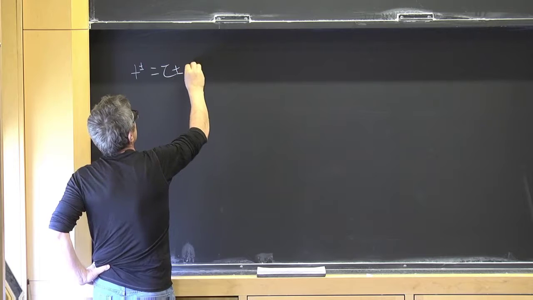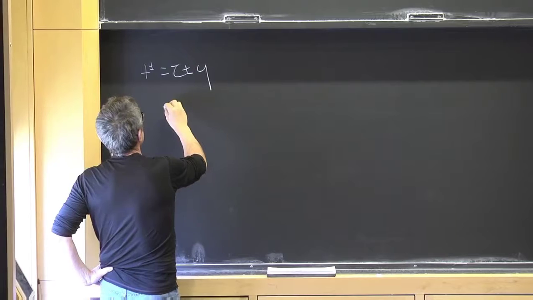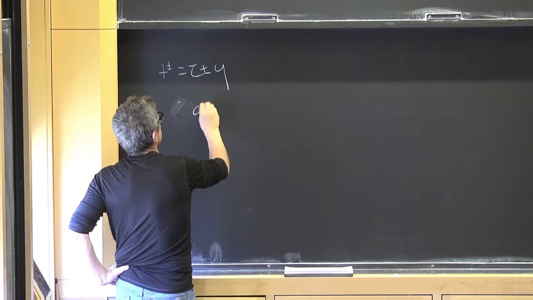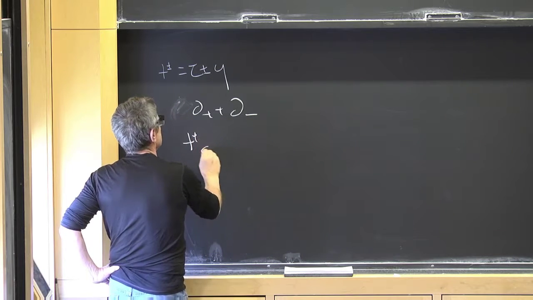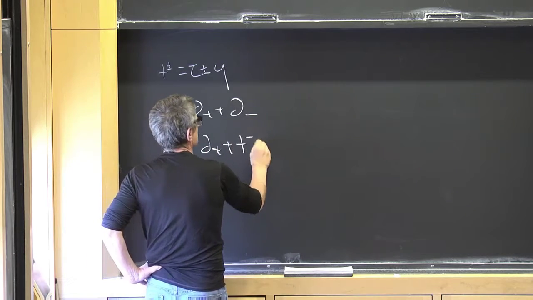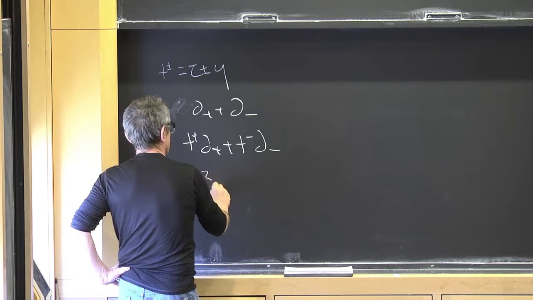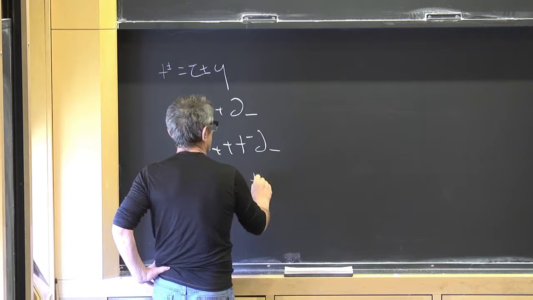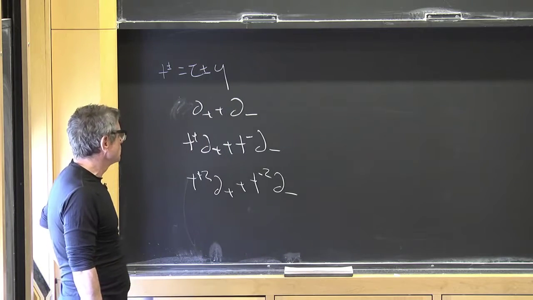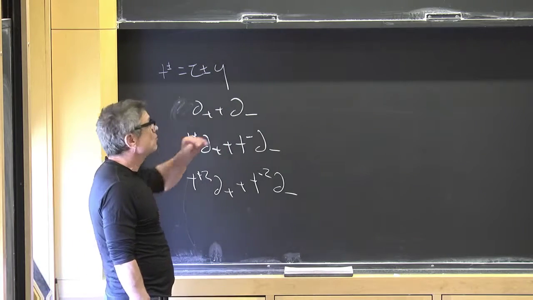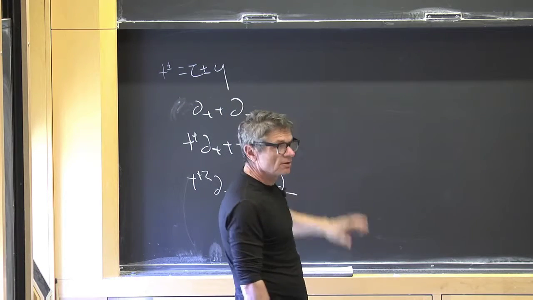equals tau plus or minus y, and then we have 3 Killing vector fields, which we can write as d plus plus d minus. That's ordinary time translations. And then we have t plus d plus t minus d minus. And then we have t plus squared d plus t minus squared d minus. This is the conformal group in 1 dimension. And these are all isometries of the near horizon region.